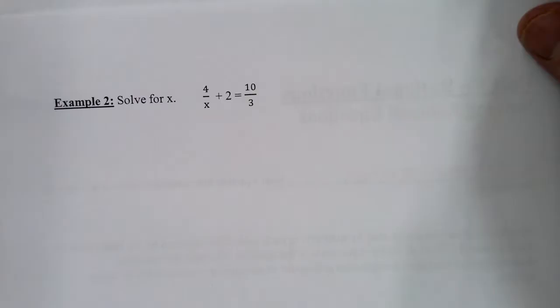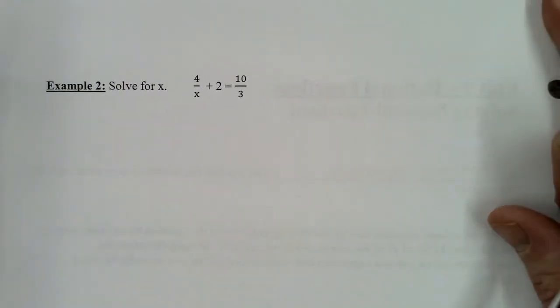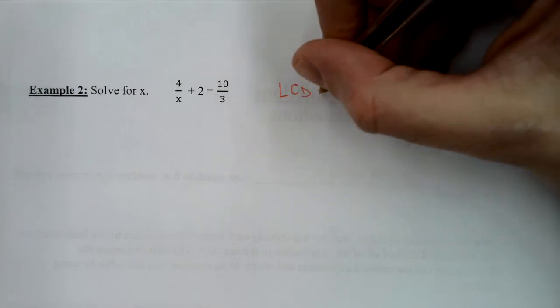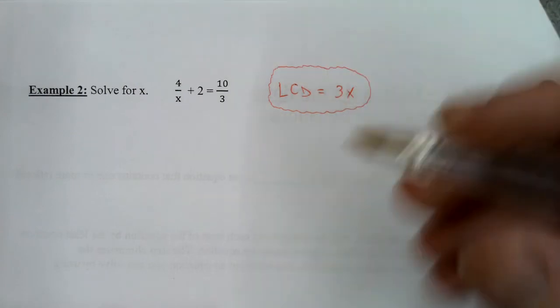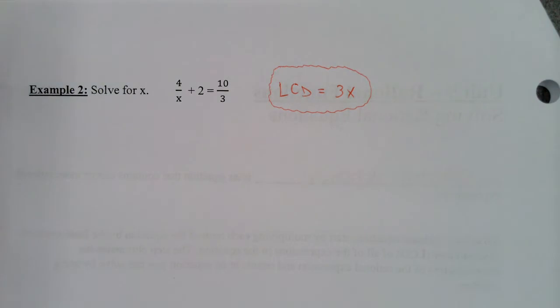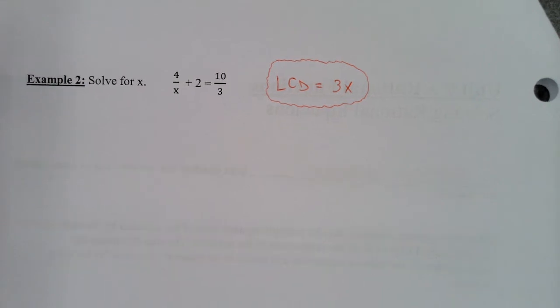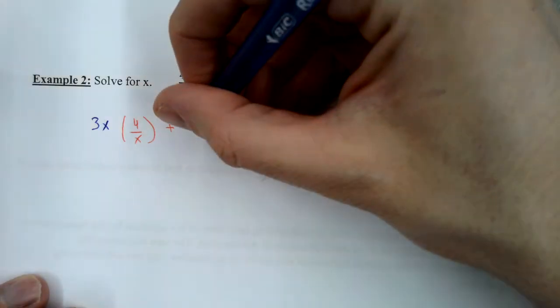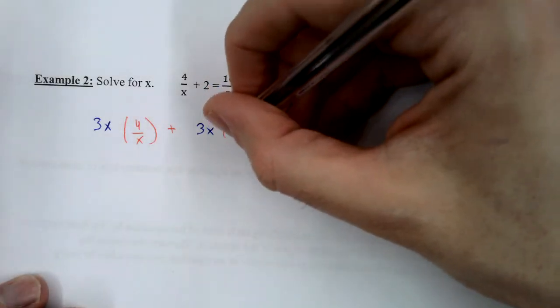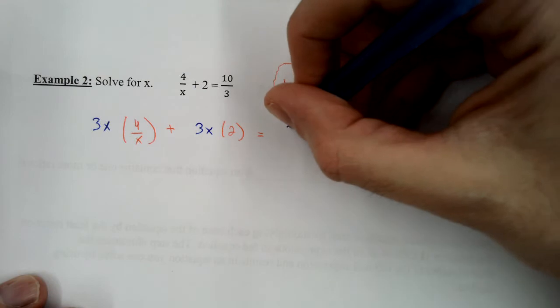The least common denominator for this one is going to be 3 times x. Think about it. You have an x there, you have a 3 there. So the least common denominator is going to be 3 times x. So I multiply each term by 3 times x. 3x times the first term, plus 3x times the second term, equals 3x times the last term. I'll do that in blue again.